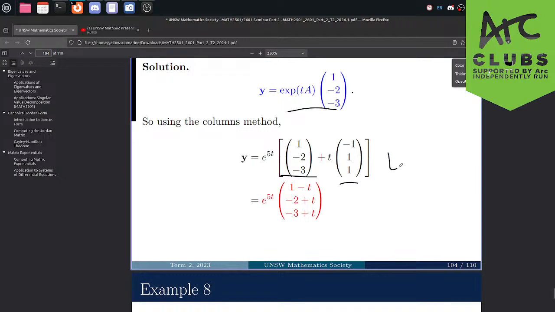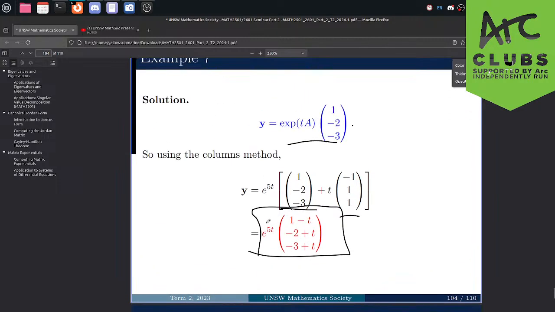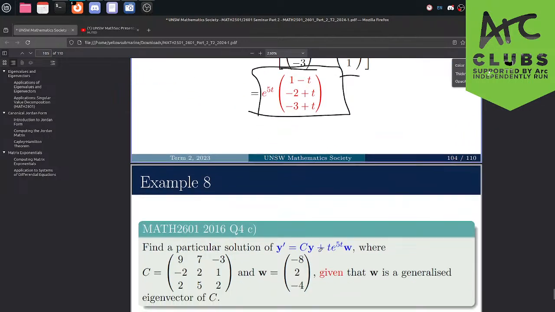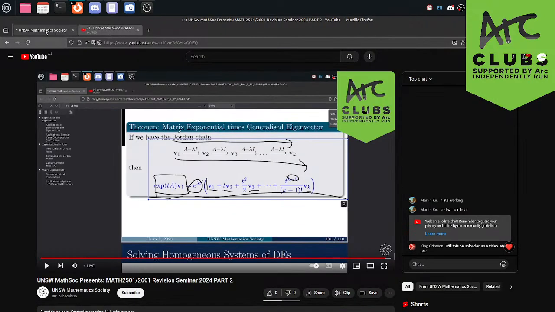If there were more terms, then it would be t squared over 2 factorial times the next vector, and so on. But you don't need to worry about that in this case. And so this is our solution. So you would get something like x is equal to the first function, y is equal to the second function, z equals the third.